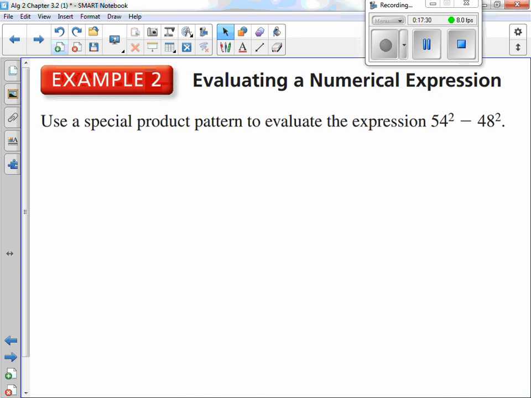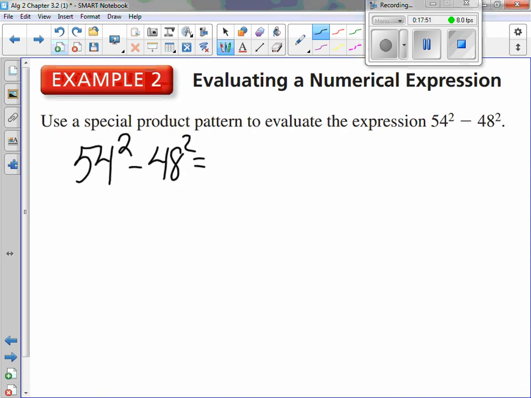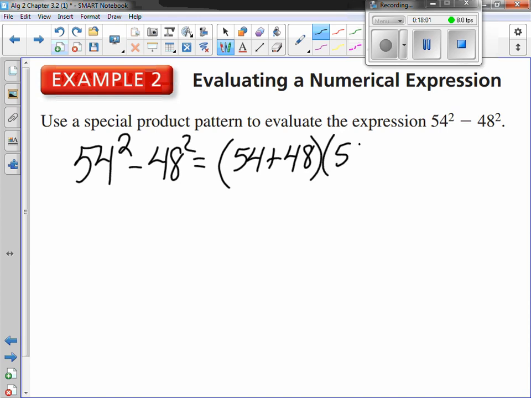Okay. Let's look at the last thing we're going to do today. Evaluate a numerical expression, these here. So trying to do 54 squared minus 48 squared, that seems a little challenging, yes? But doesn't this look very similar to our a squared minus b squared? Well, yeah, so what I could do is break it up, because this would be 54 plus 48 times 54 minus 48, yes?